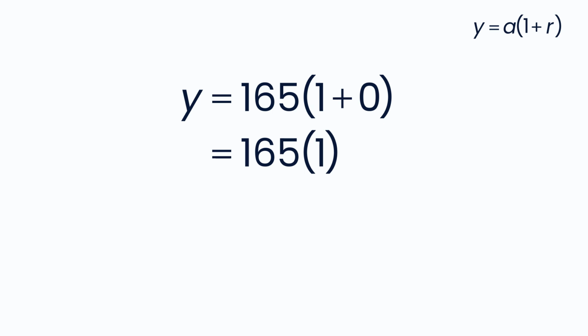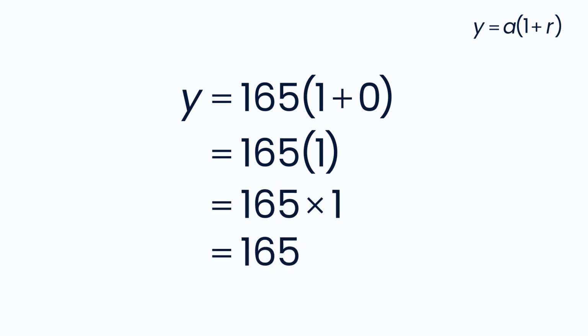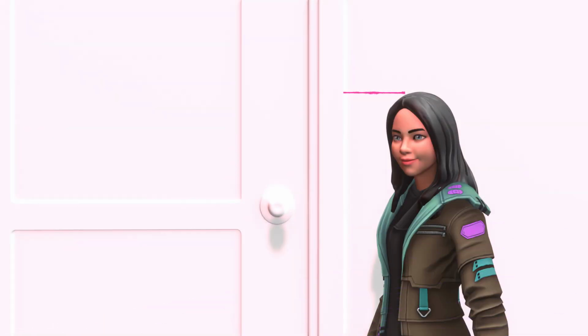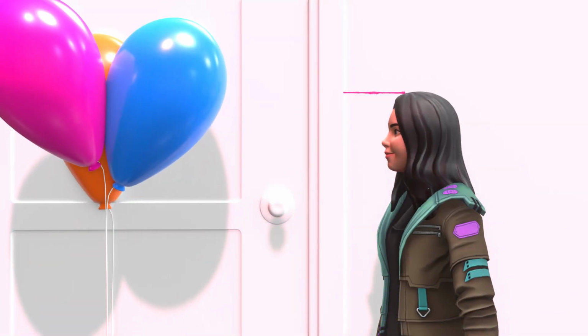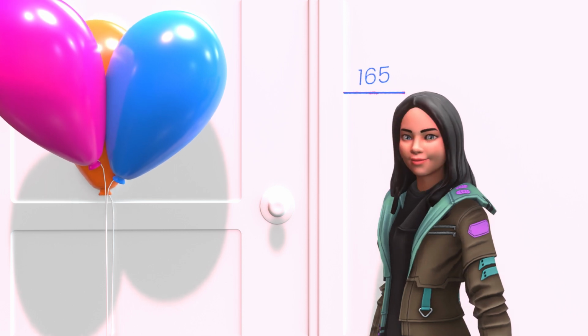Multiplying any amount by 1 gives the same amount. 165 times 1 equals 165. When the growth factor is equal to 1, the final amount is the same as the initial amount. Your expected height on your 24th birthday is 165.